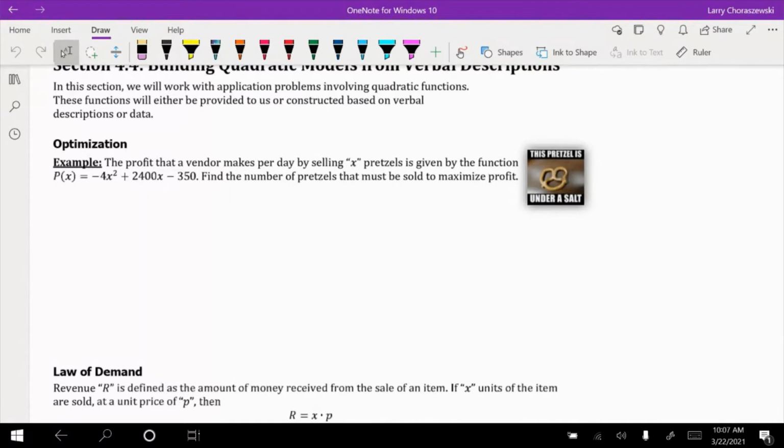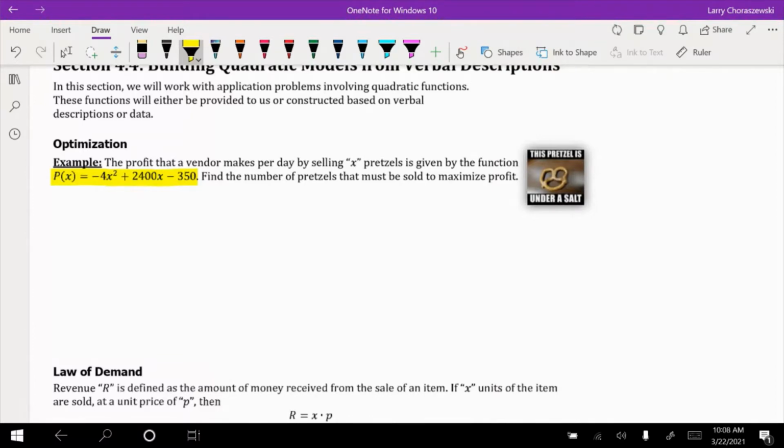All right, so in this example, we want to figure out how many pretzels have to be sold in order to maximize profit. Now it says here the profit that a vendor makes by selling x pretzels is given by this function. Okay, so this is a case where the model or the function is already provided to us. So let's find the number of pretzels that must be sold to maximize profit.